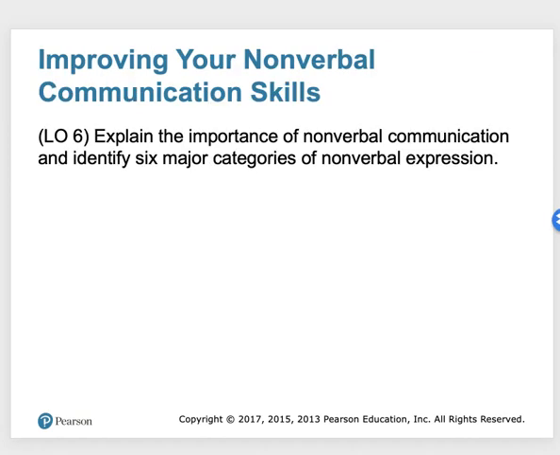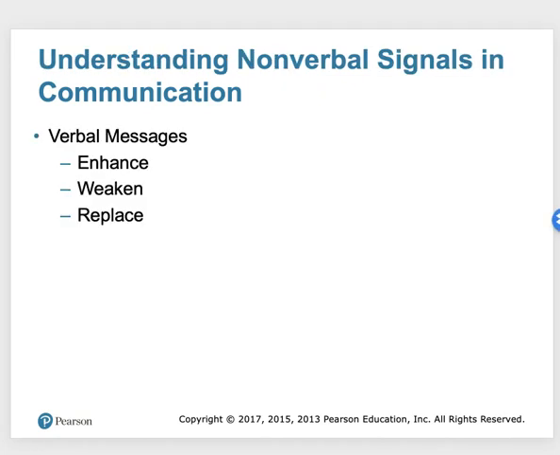Our sixth learning objective is to explain the importance of nonverbal communication and identify 6 major categories of nonverbal expression. So nonverbal communication is the interpersonal process of sending and receiving information both intentionally and unintentionally without using written language or spoken language. I actually find nonverbal communication to be extremely fascinating. We all use nonverbal communication and we all see other people's nonverbal communication. It can enhance a message, it can weaken a message, and it can actually replace a message.